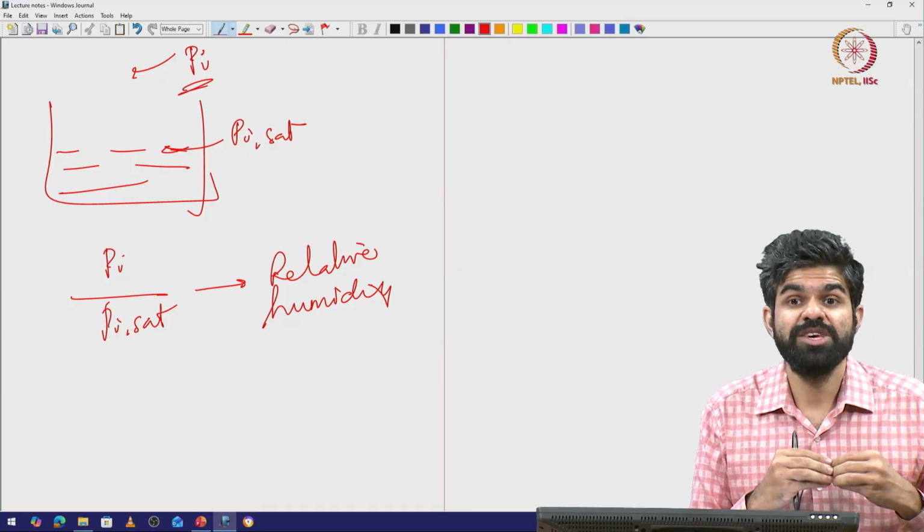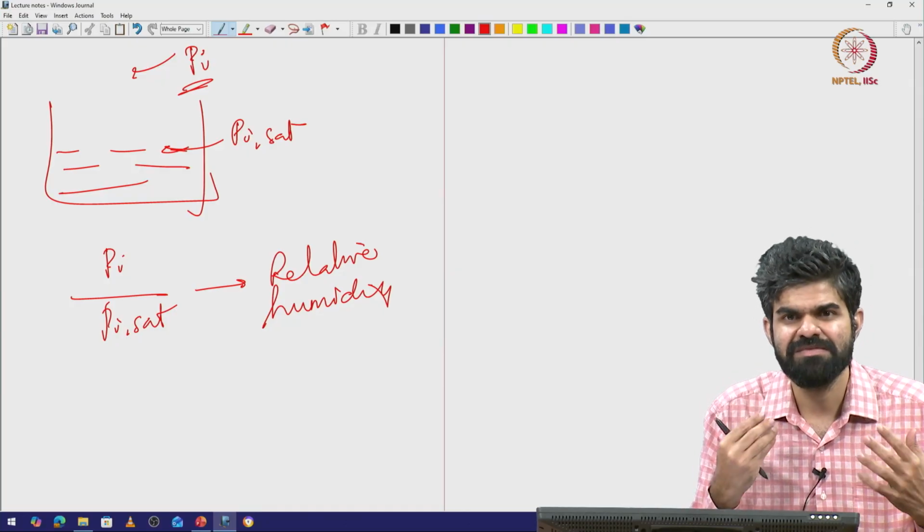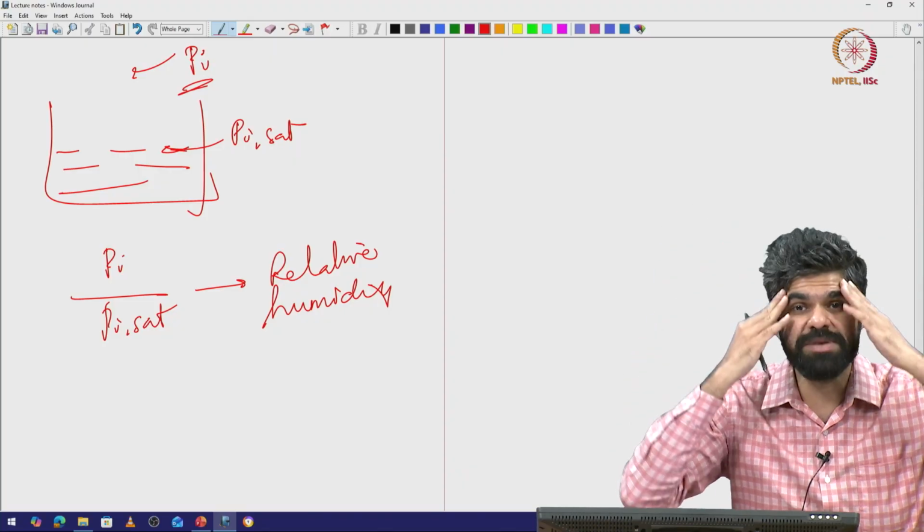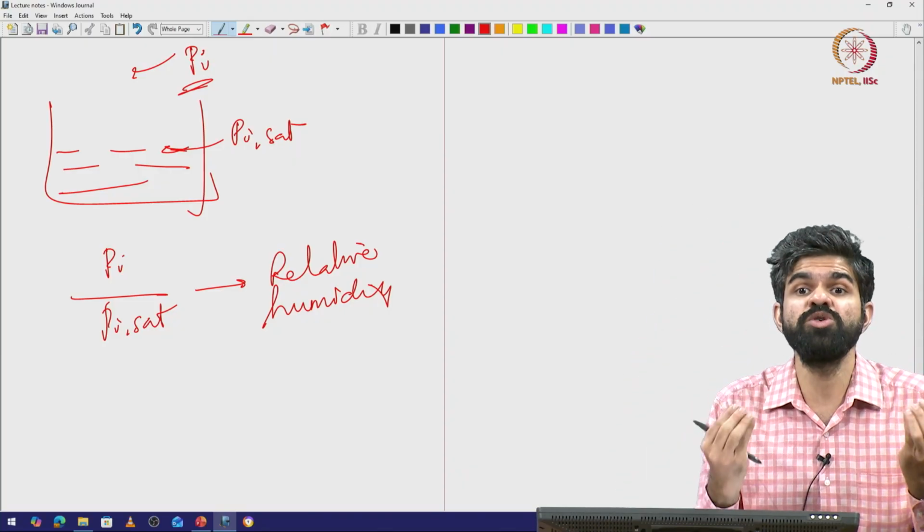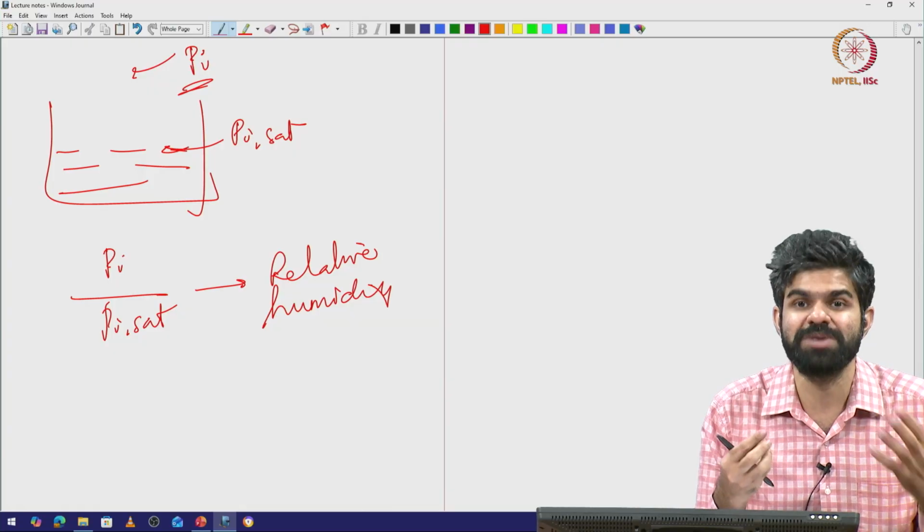But if it is a very humid day, you are sweating, that means the atmospheric water vapor is coming and condensing on you, there is a huge amount of atmospheric water vapor pressure, right.